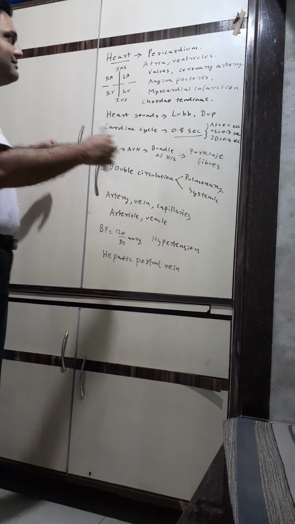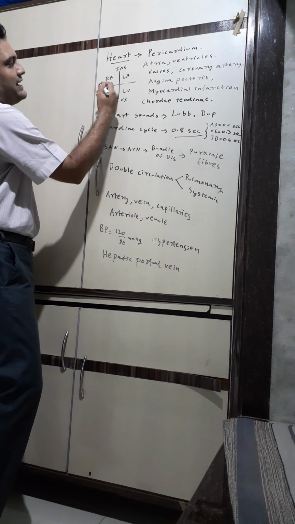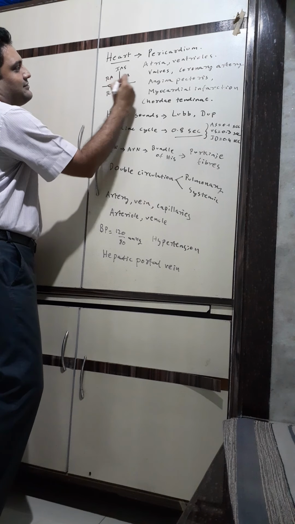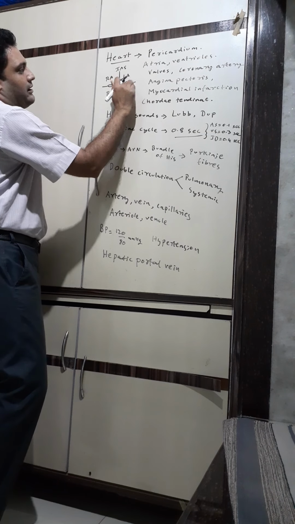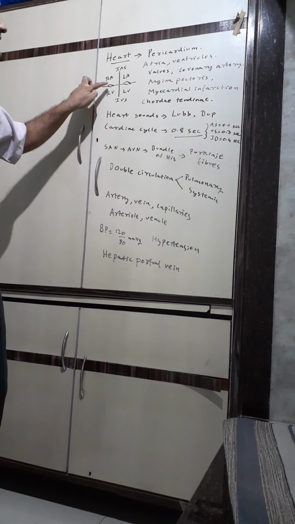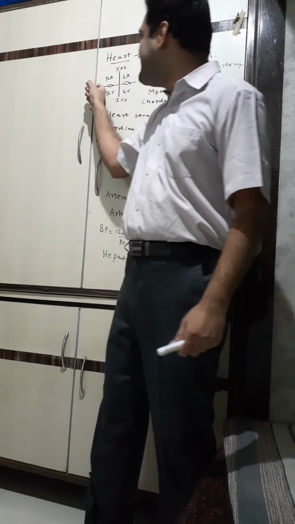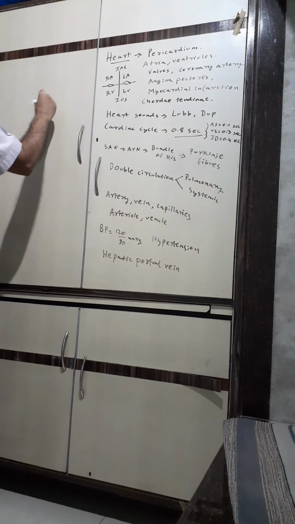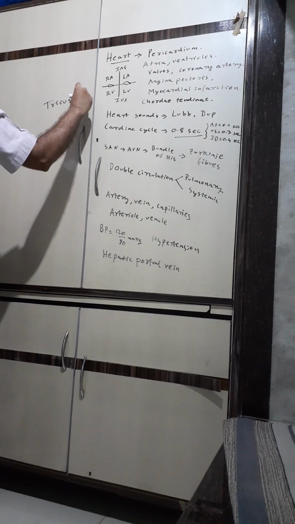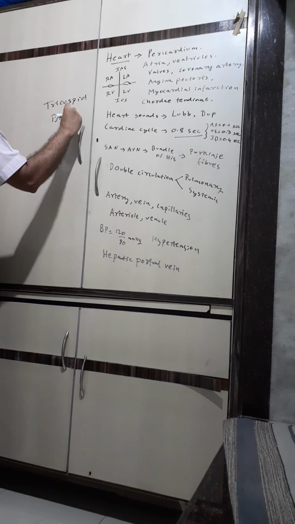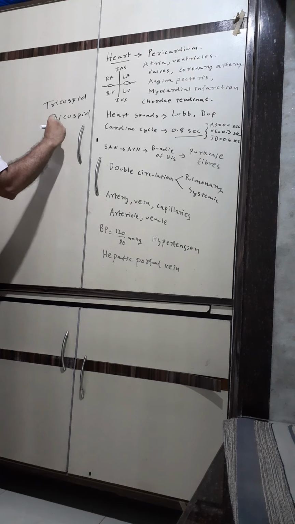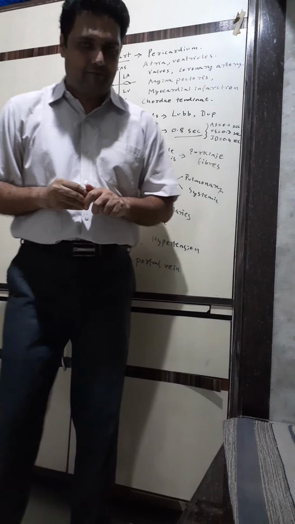Now, valves. There is a valve between right atrium and right ventricle, and there's a valve between left atrium and left ventricle. The valve between right atrium and right ventricle has three flaps, so it's called tricuspid valve. Right side tricuspid, left side bicuspid, two flaps. It's also called mitral valve. So between right atrium and right ventricle, there is tricuspid valve, and between left atrium and left ventricle, bicuspid or mitral valve.